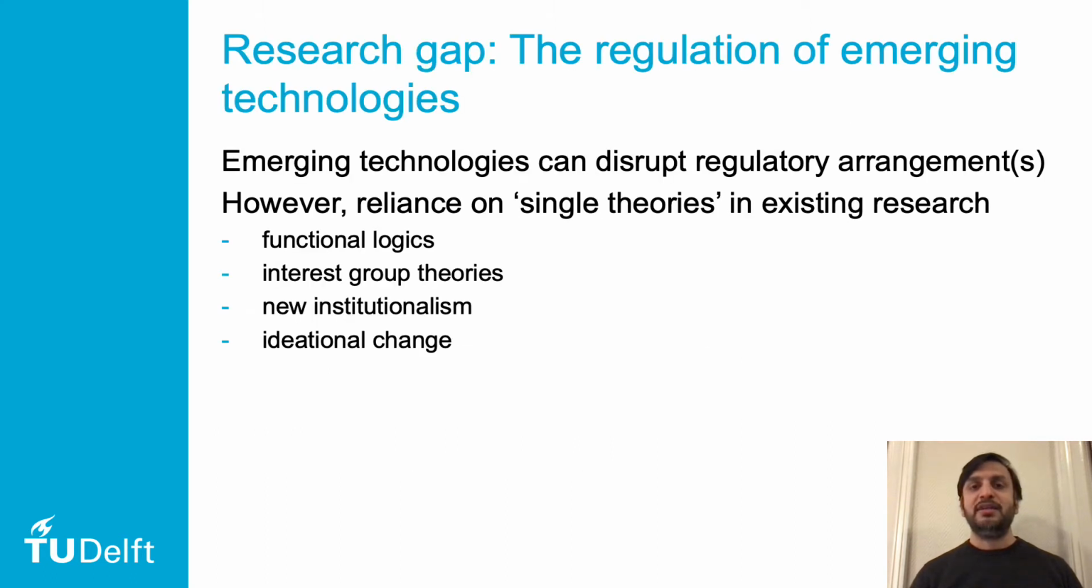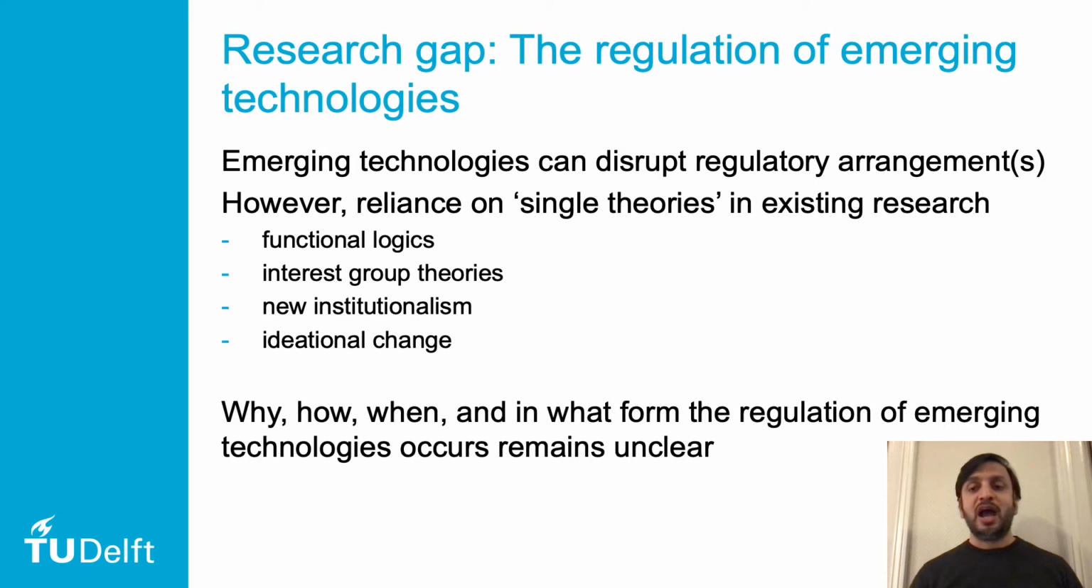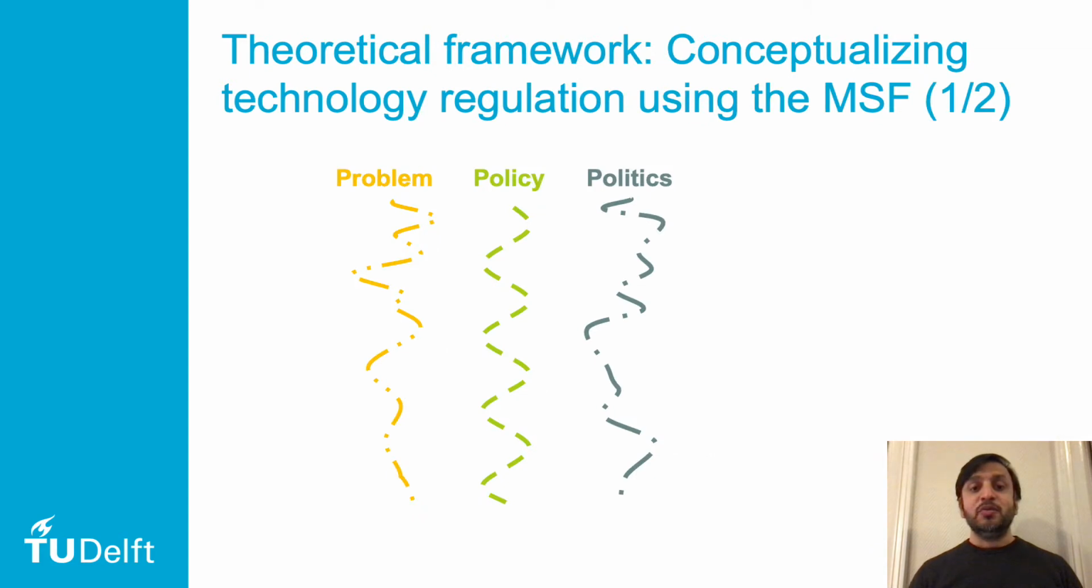First, let me highlight the research gap. Existing research on regulation and governance has documented the potentially disruptive effect of emerging technologies on regulatory arrangements. Although this literature provides several explanations for the phenomenon, why, how, when, and in what form the regulation of emerging technologies occurs remains unclear. We address this gap by adapting the multiple streams framework for our study.